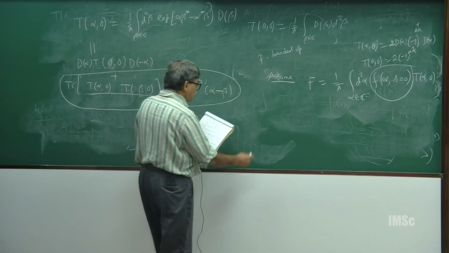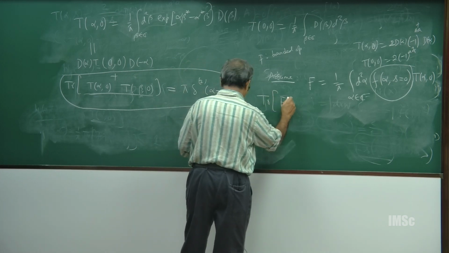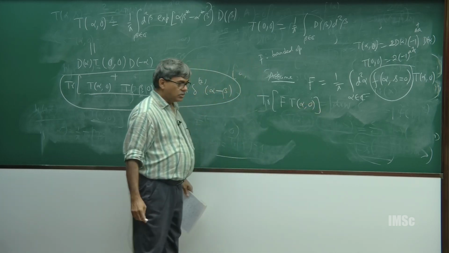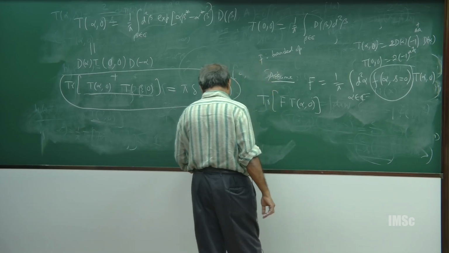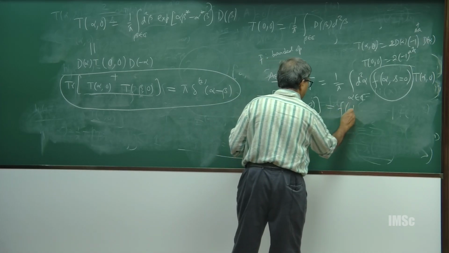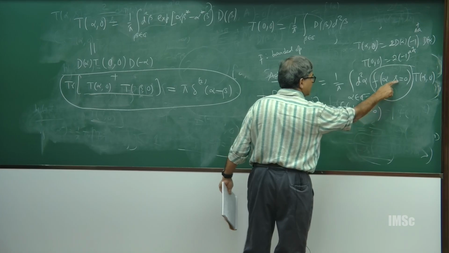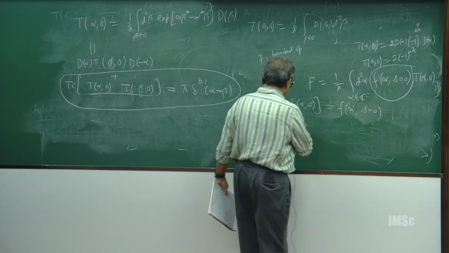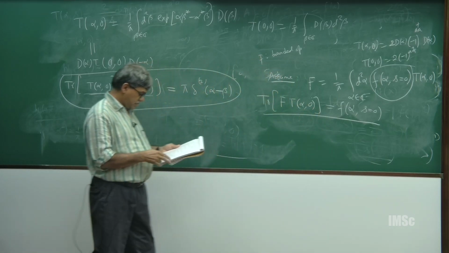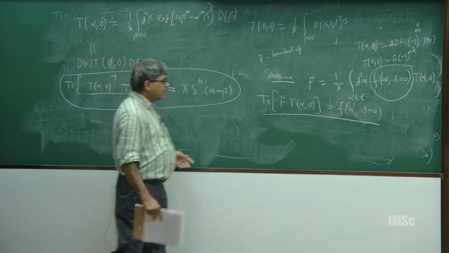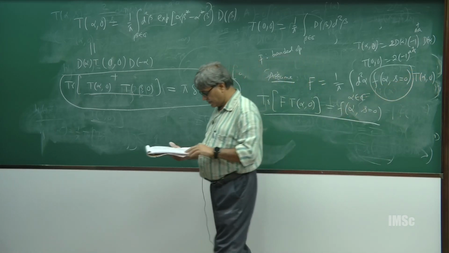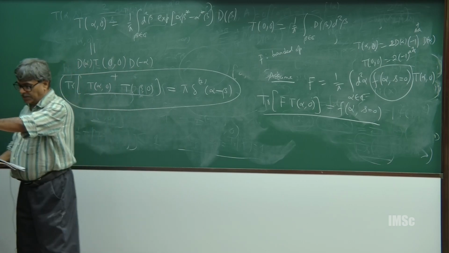Now if we take trace of F times T of alpha 0, you use this property and you can prove that this is nothing but F of alpha, s equal to 0. So this corresponds to the symmetric ordering. This is similar to what we have done for the displacement operator. The only thing is, now this is a Hermitian operator and we know its eigenvalues, eigenvectors, etc.